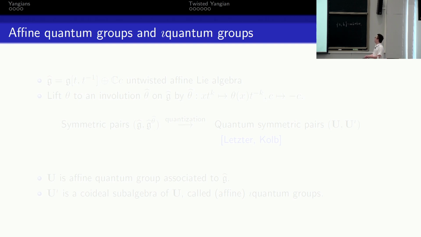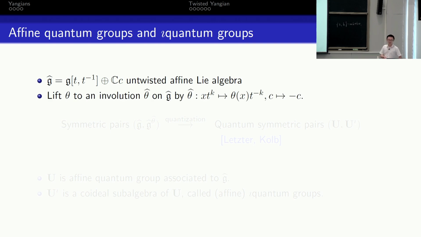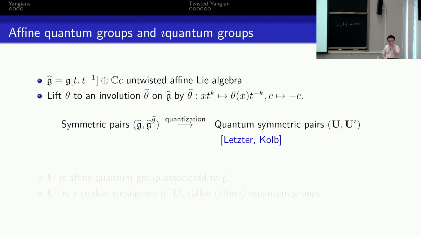That's related to the affine i-quantum group and quantum symmetric pairs. In this case, we look at the untwisted affine algebra. And we can lift an involution on g to g hat by using this formula. In this case, it sends t to t inverse. So there is a quantization of this symmetric pair called a quantum symmetric pair, which was also mentioned in Appel's talk. This quantum symmetric pair was introduced by Letzter and Kolb. Actually, it can be defined for arbitrary Kac-Moody type, but in this case, we only need the affine type.